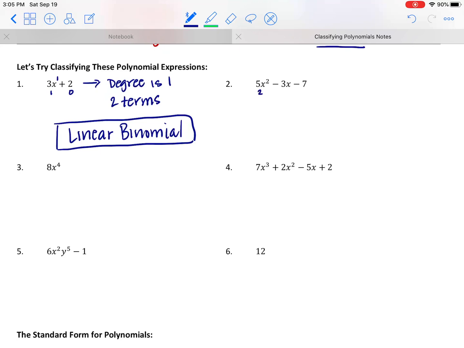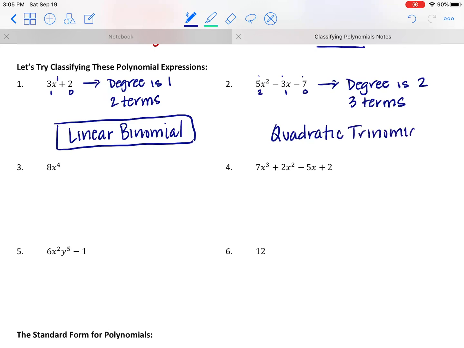Okay, next one, let's see, we've got a degree of 2 here, degree of 1 here, degree of 0 here. So this entire polynomial has a degree of 2. The degree is 2, and it has 1, 2, 3 terms. So because it has a degree of 2, we're going to call it quadratic. And because it has 3 terms, we're going to call this a trinomial. Again, polynomial is a perfectly acceptable name. This is a polynomial. We're just being more specific and calling it a quadratic trinomial.